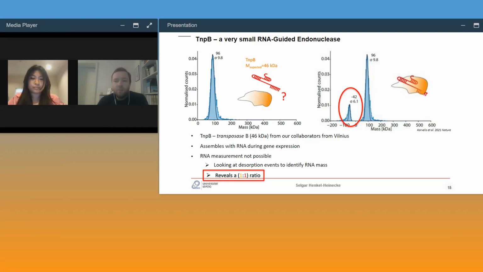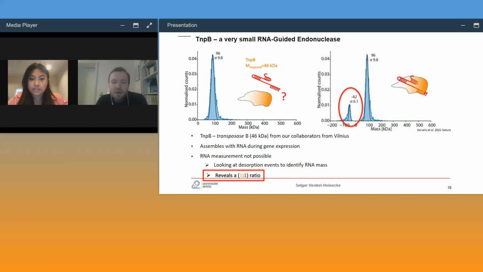And if you then compare the size of the RNA to the size of the complex, and we knew that the mass of the TNPB was 46 kilodalton, we assumed from that that the ratio of this complex is 1:1. I hope this is now answered.